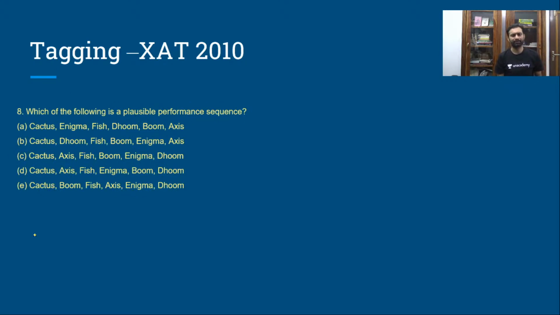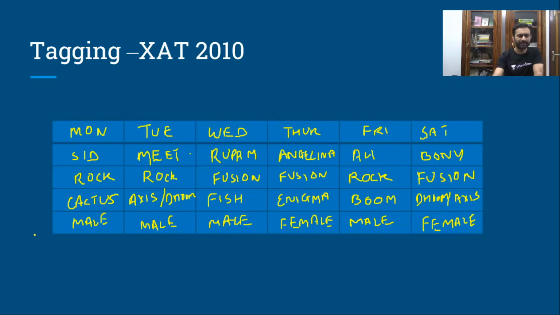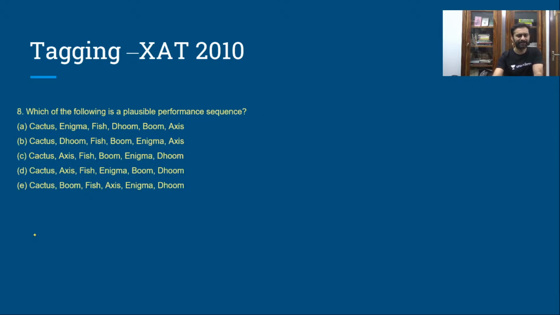Which of the following is a plausible performance order? Monday to Saturday. And cactus, yes, no. Then the second has to be axis or dhoom. The second would be either axis or dhoom.